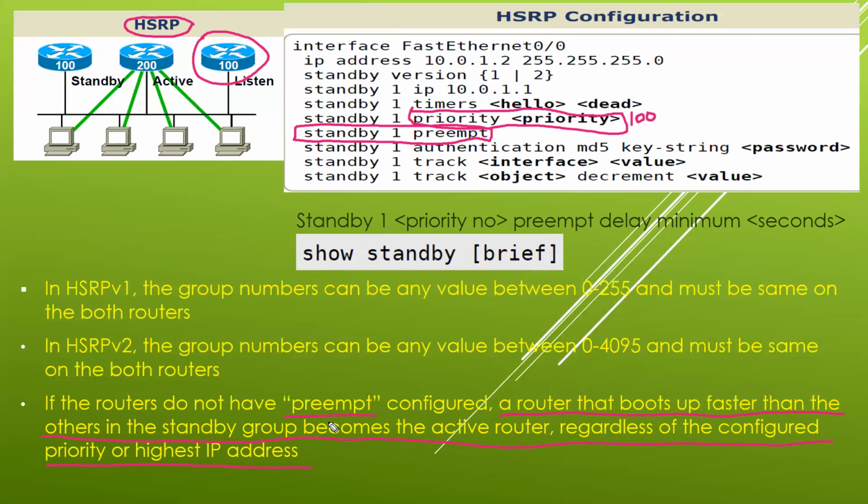That's the reason this bullet point shows that even if the priority is configured higher, if there is no preempt command given under the interface, the router stays as it is. Whichever router among these boots first becomes active, the second one becomes standby, and the third one becomes listening state. So now you understand. Let's go to the next slide.